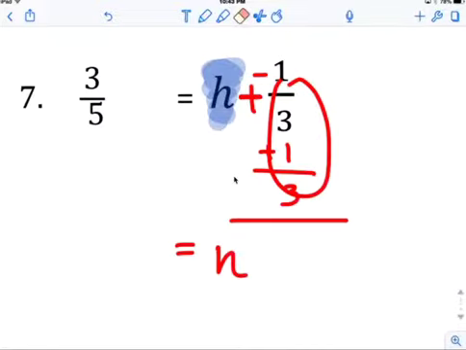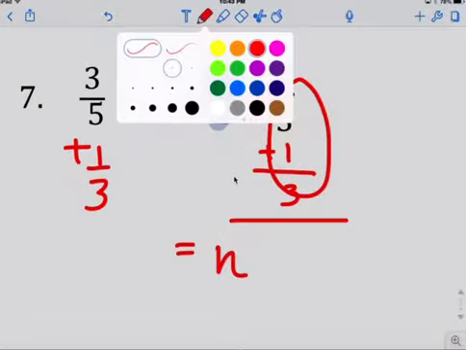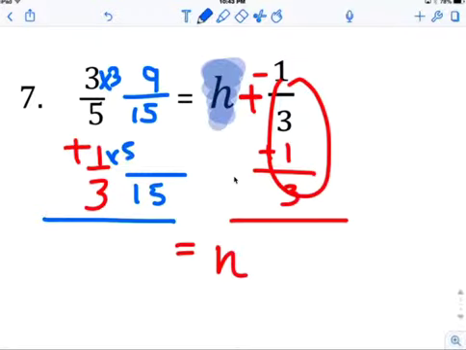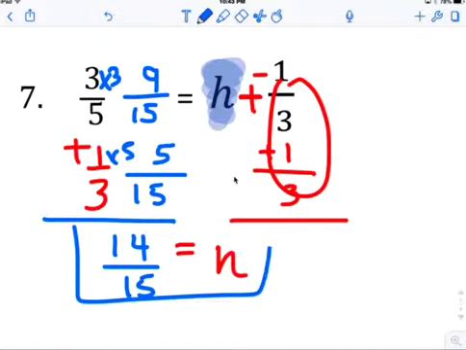Okay, if you're going to add 1/3, you need to add 1/3 here. Notice I gave you a lot of space here. So the least common denominator is 15, right? 5 divided into 15 is 3 times. That's 9. 3 into 15 is 5 times. That's 5. So you add them, you get 14 over 15 is h.